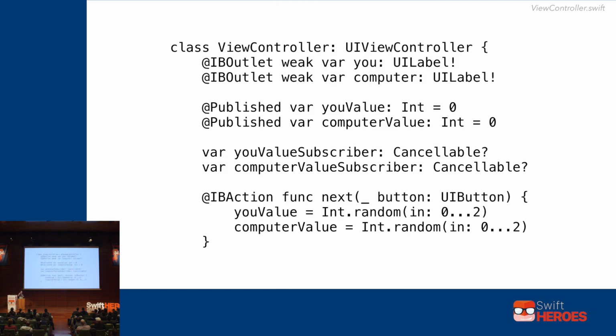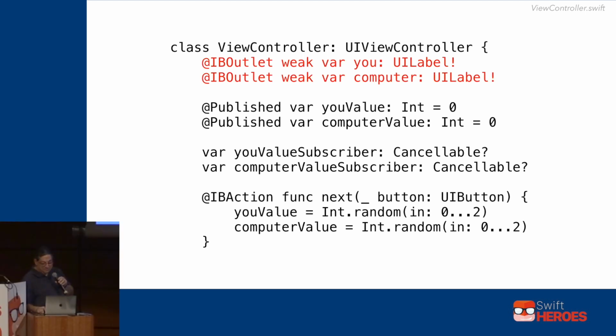So we have to fill the two labels. I should probably open source it, shouldn't I? So here's how I connect to my two labels. Here are my two publishers. Here are my two subscribers. And here's what I do when the button is pressed. I just pick two random numbers. And so I don't need to think about two different labels and what I'm setting up here. I'm just picking two random numbers.